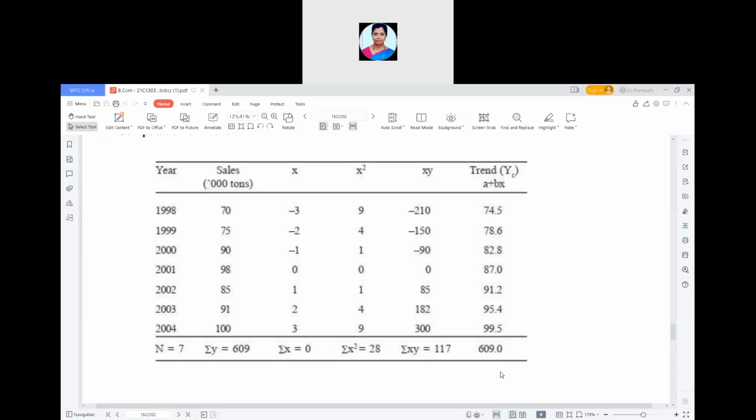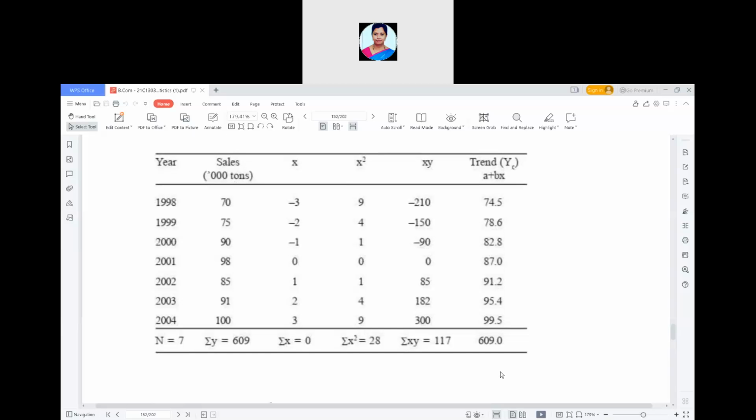See this: year, sales, x, x square, xy, and trend values yc. These are given. From 1998 to 2004 it is given. The corresponding sales are given, and x, x square, xy, and the trend values yc, a plus bx.